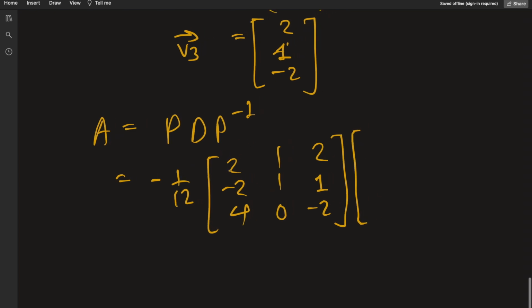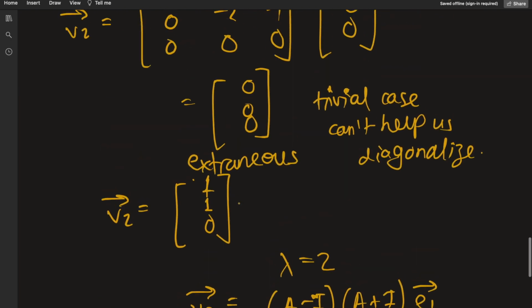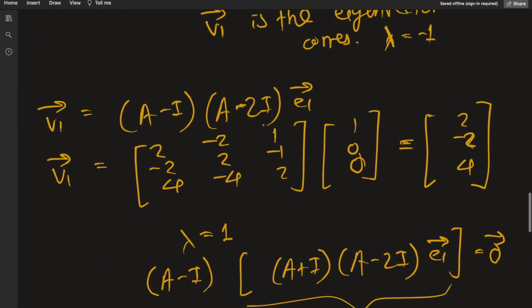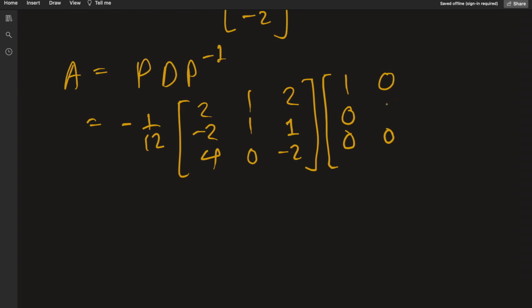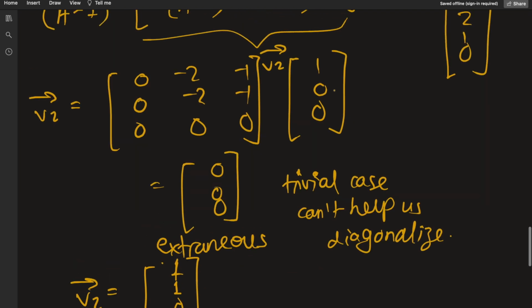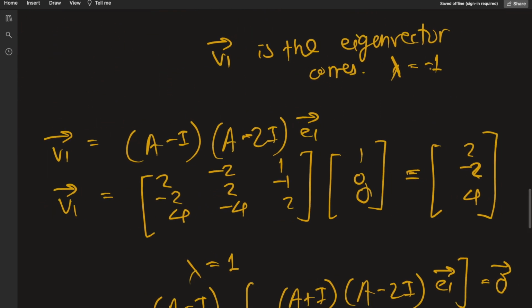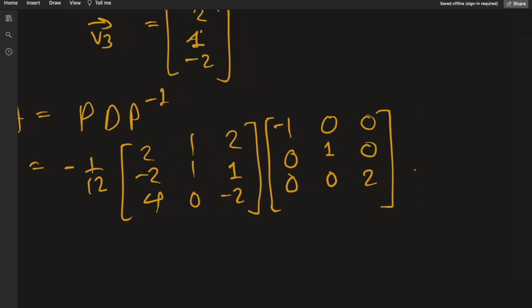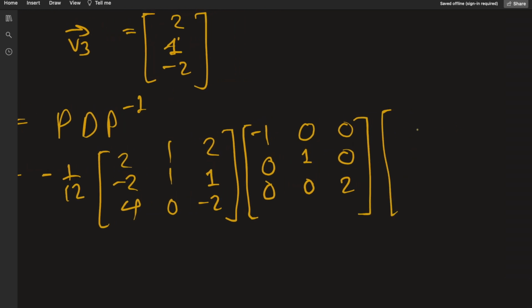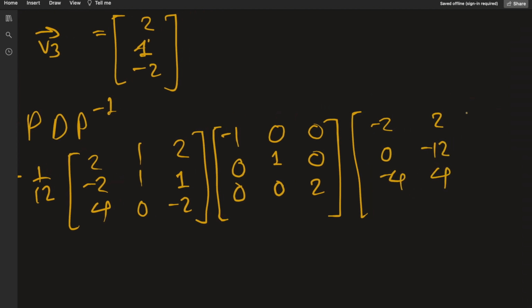Now D is, 2, negative 2, 4 was the eigenvector corresponding to lambda equals 1, so 1, 0, 0. And for the second diagonal entry, 1, 1, 0 corresponding to, let's see, let's check again. The first was negative 1. This one will be 1 then. And the last one will be 2. And my P inverse turned out to be, I took the negative 1/2 outside, negative 2, 0, negative 4, 2, negative 12, 4, negative 1, negative 6, 4.